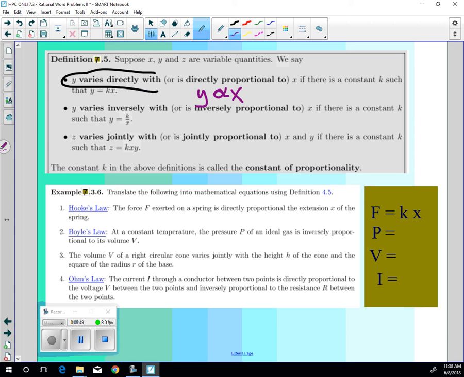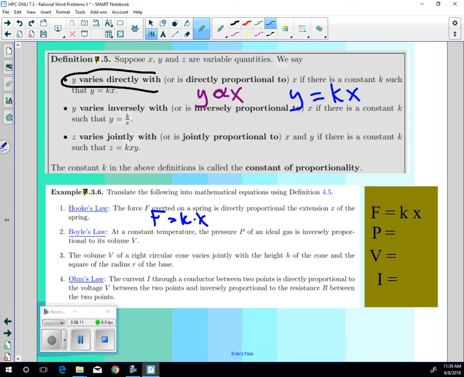What "y is proportional to x" means is y is equal to some constant times x. A good example of that is Hooke's law: force is proportional to the length of the spring.